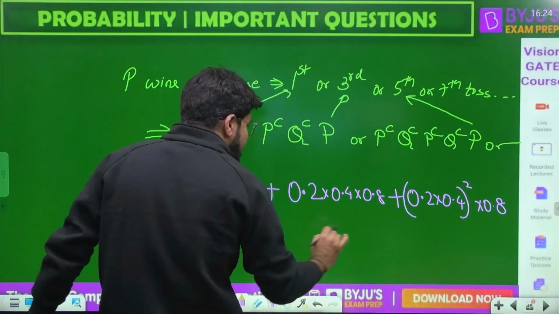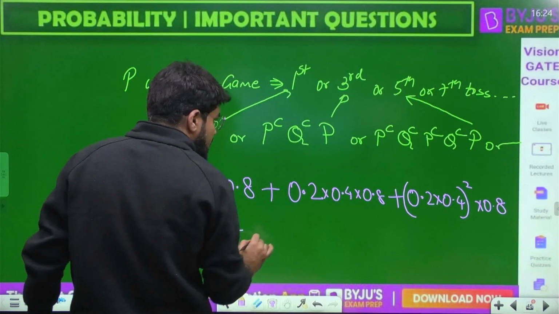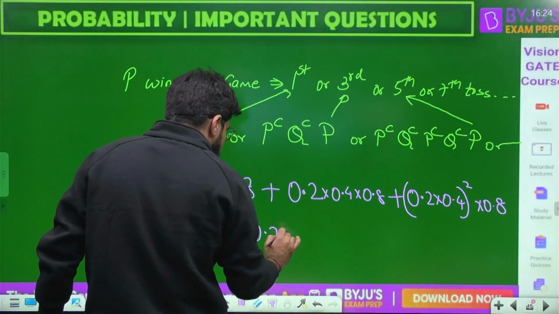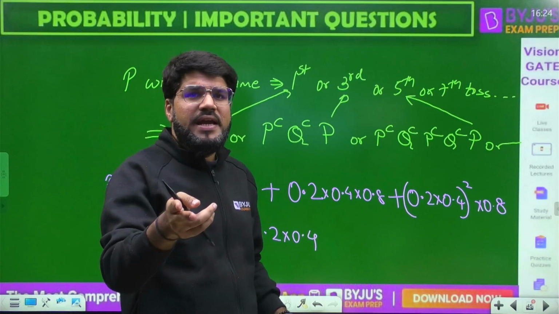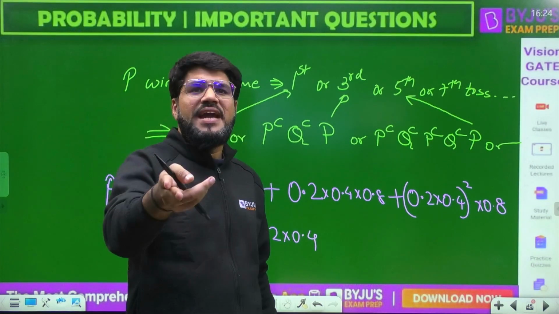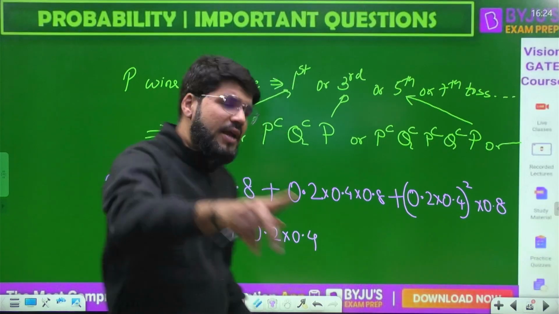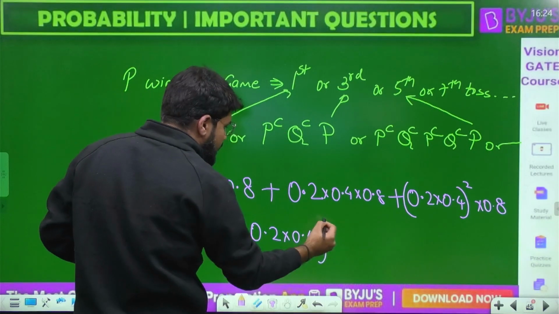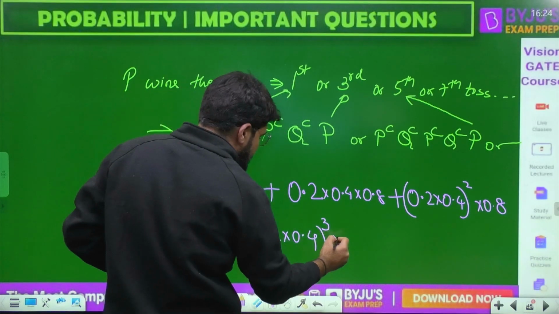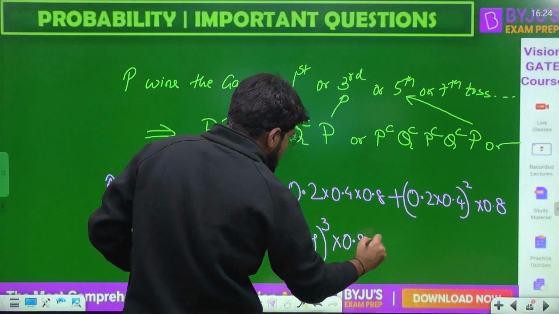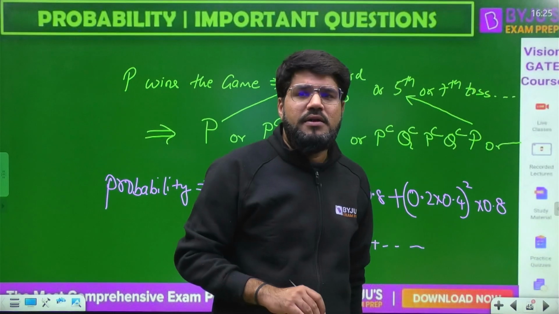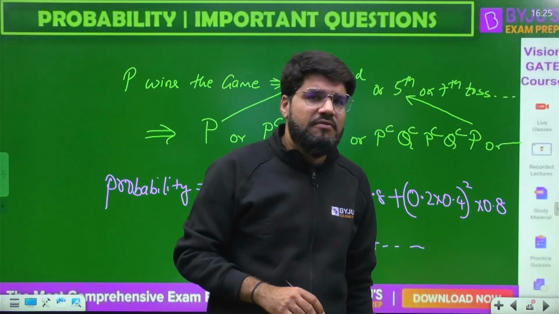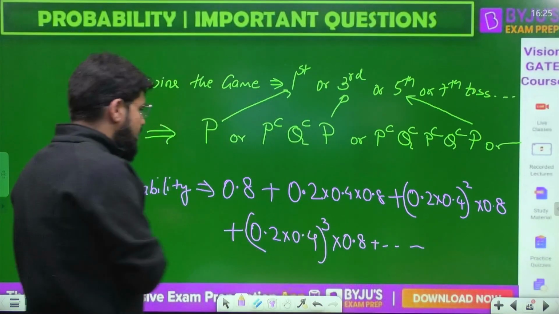Or what could be the next possibility? P lose, Q lose, again P lose, Q lose, again P lose, Q lose. This will occur three times. Then on the seventh P will win. But when is P going to win? We cannot conclude where to stop. So in general, you can take it up to infinity. Worst case you can take it up to infinity.